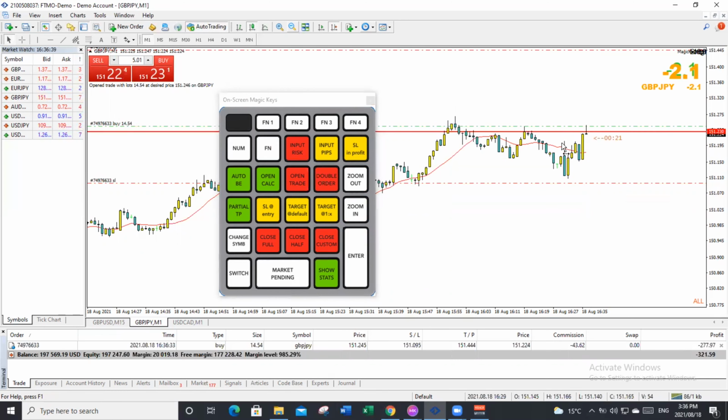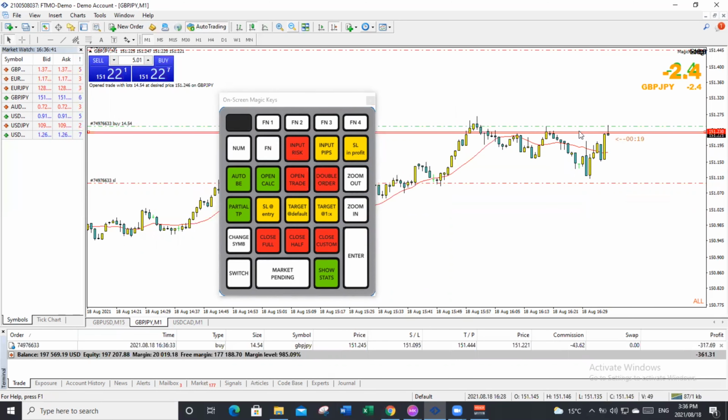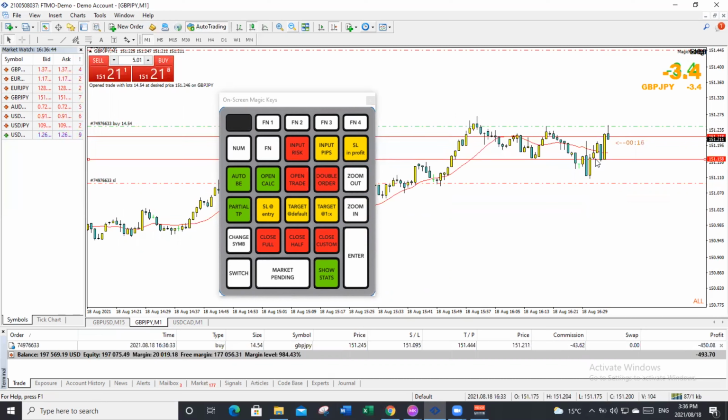How would I manage this? When price, where's this red line? When price comes below here, I'm going to be closing 50% of the trade. And actually, when price hits about $1,000 here, I'll be closing an extra 50%. So that's how you manage your trades with this specific thing.